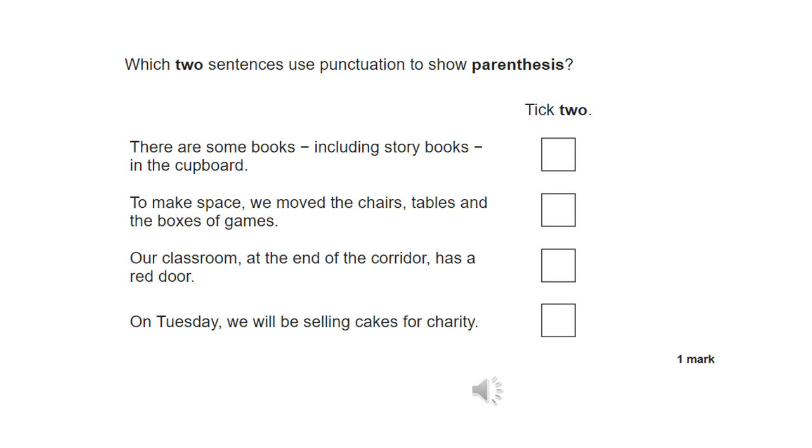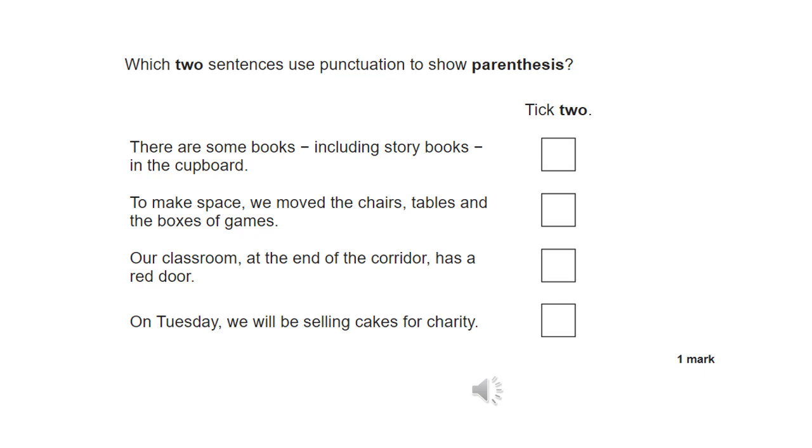Be really careful with sentence number 2 because if you look quickly, you can see a pair of commas. However, the pair of commas do not play the role of parenthesis. If I took out "we move the chairs," it would say "to make space, tables and the boxes of games." Well, that doesn't make sense. What's happening here is we have "to make space," we moved the chairs, comma, tables and the boxes of games. So we have commas for a list, not commas for parenthesis.